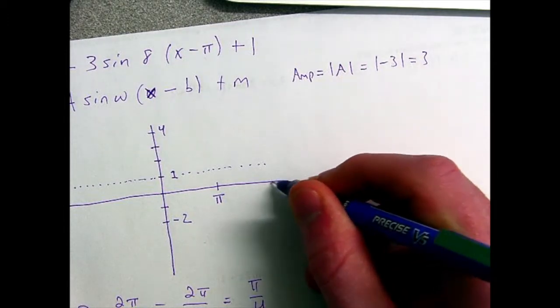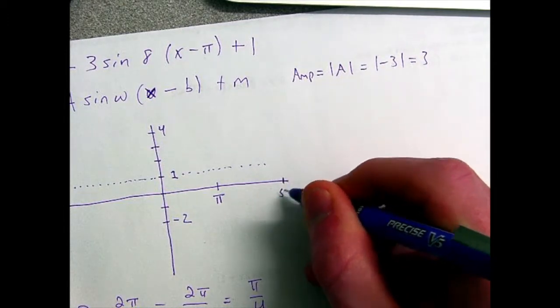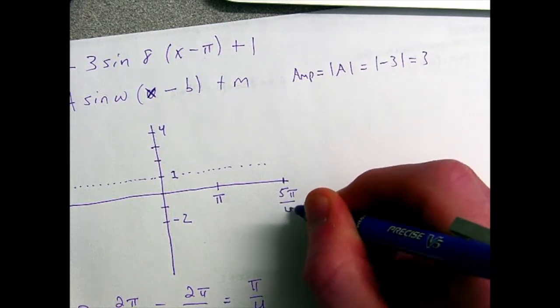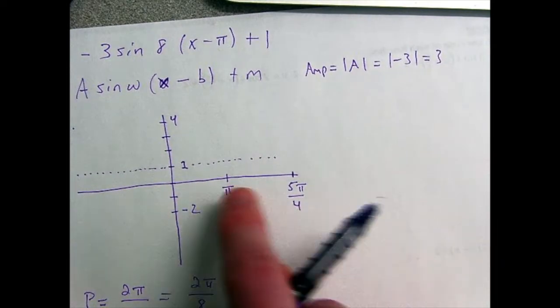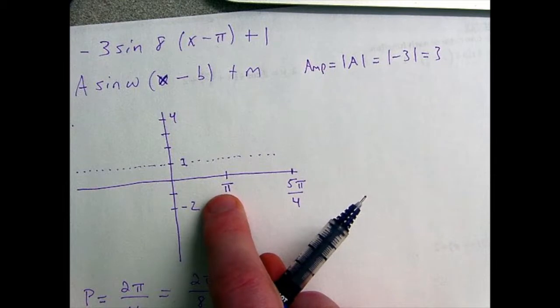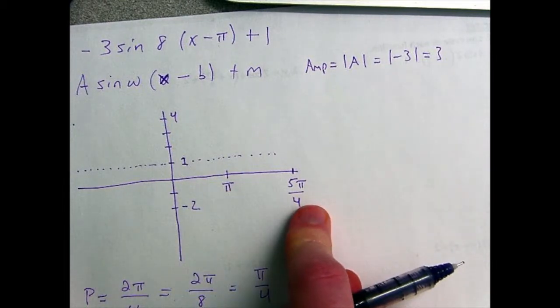So let's say that that's right here. One thing you'll notice is that I'm really not worrying about whether or not this is to scale. Like, if pi is right here, is this really where 5 pi over 4 should be?